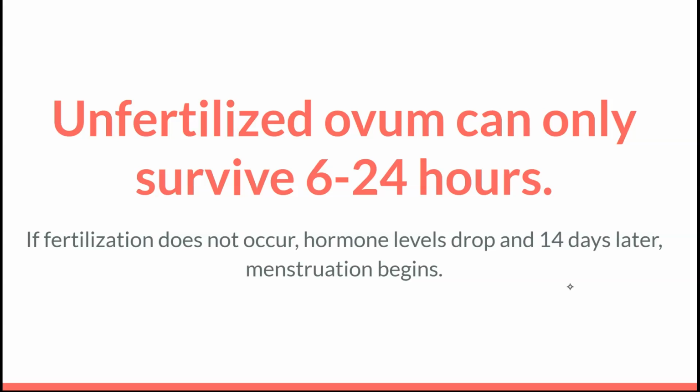We're not going to go into this. It's not really that important. An unfertilized ovum can only survive for 6 to 24 hours, okay? So this is why it is important when people are trying to have a baby that they understand when ovulation occurs. Alternatively, it is also essential for a woman to know when ovulation occurs so that she doesn't get pregnant, okay, if that's not her purpose.